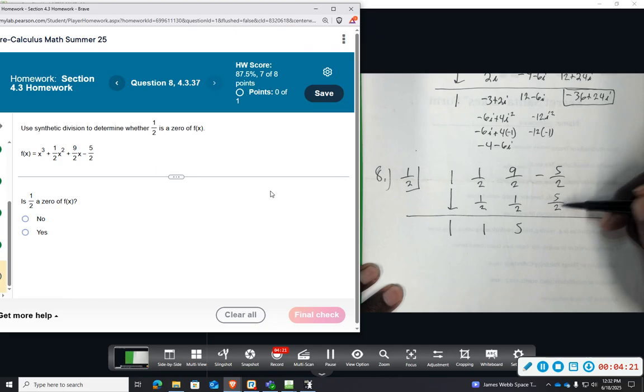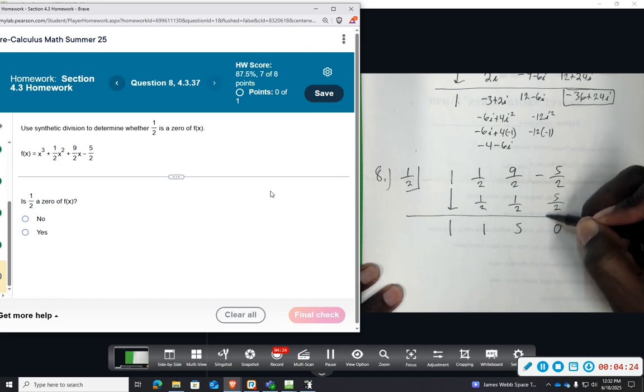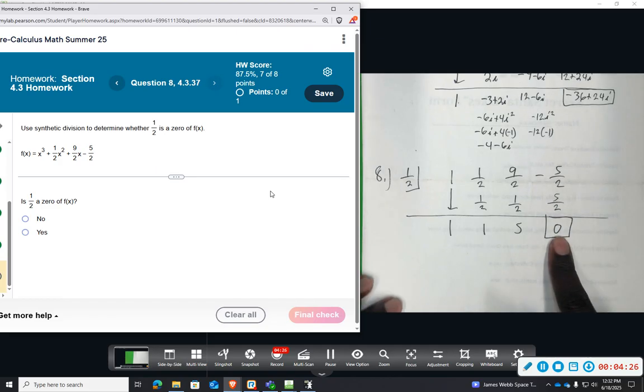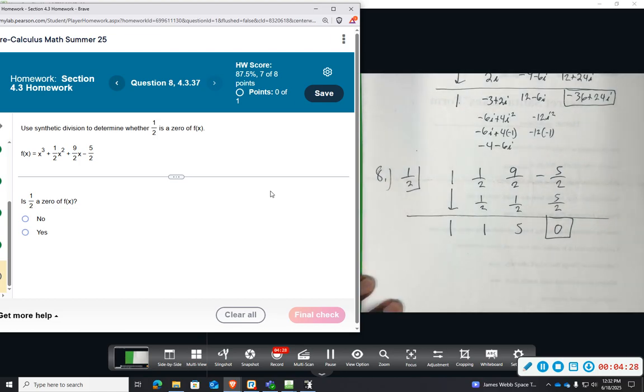Negative 5 over 2, positive 5 over 2 end up being 0. So this works out perfectly. It is a 0 because our remainder is 0.